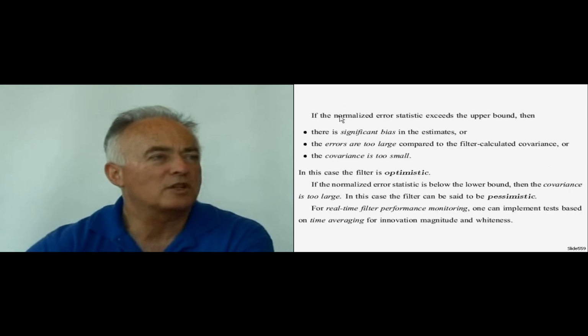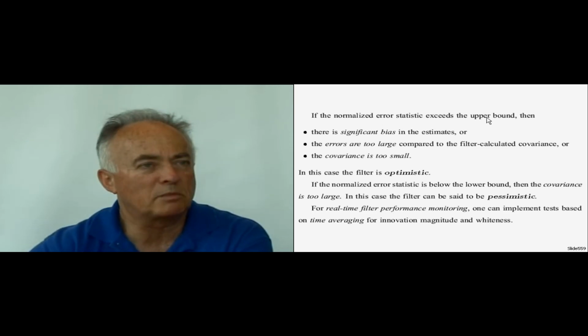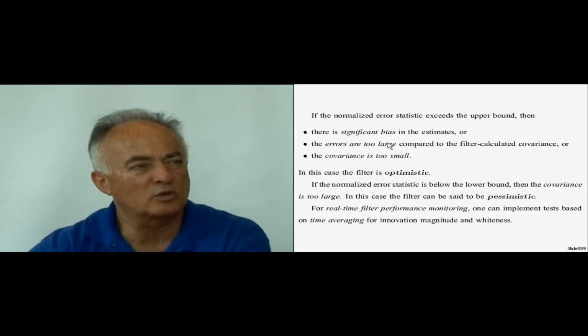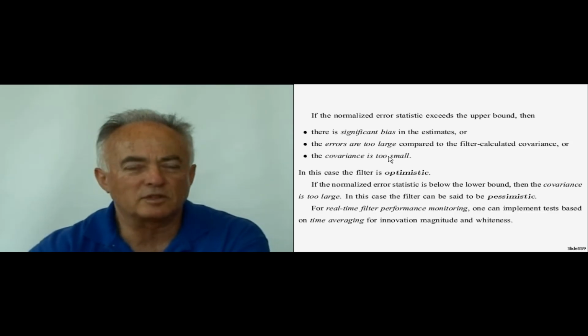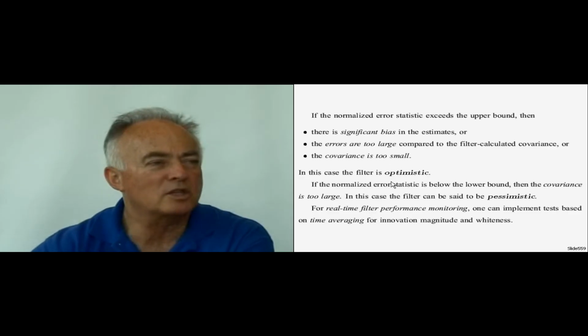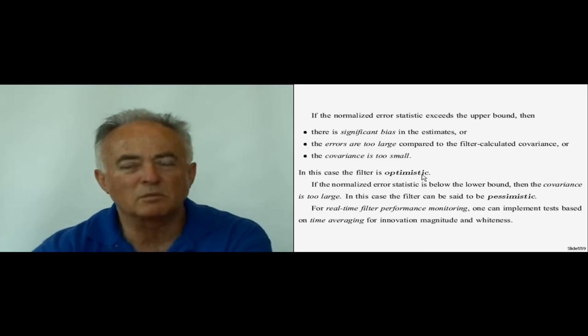If the normalized error statistic exceeds the upper bound, and this is one situation that can happen, we can have a significant bias in the estimates, or the errors are too large compared to the filter calculated covariances, or the covariance is too small. Really, the last two are different ways of saying the same thing. In this case, we call the filter optimistic. It thinks it's doing better than it really does. And this is very bad because obviously the filter is misleading us.